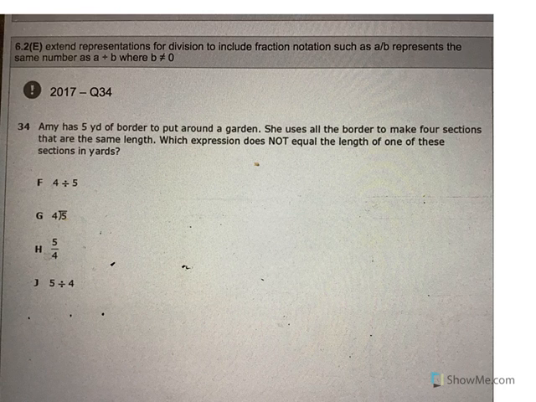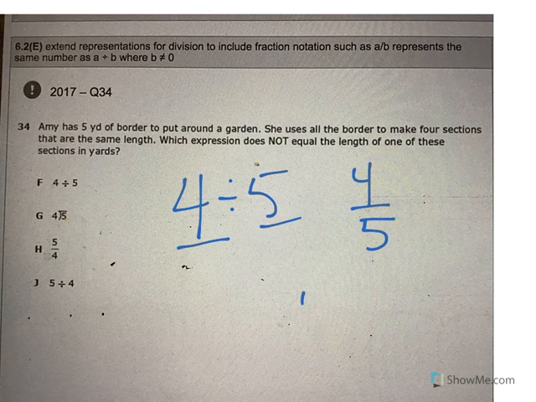Why is the answer F? Because, again, we are dividing 4 by 5, which is, we're not dividing the sections by the border. It should be opposite. 4 divided by 5 is the same thing as 4 over 5, or 4 like this. And none of these would be valid, so our answer is F.